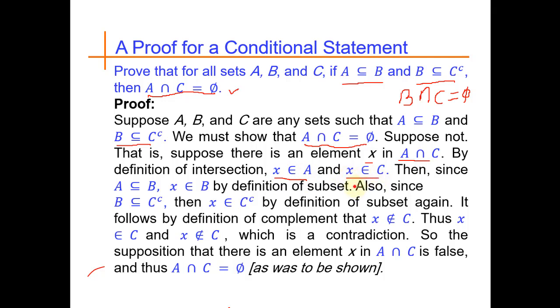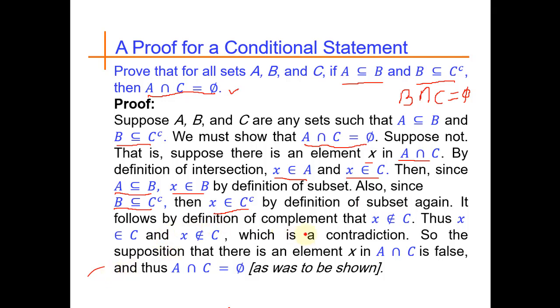Now we have one element which is in A and which is also in C. Now we know that A is contained in B through assumption, so x must be contained in B by the definition of subset. Also, since we know that B is a subset of C complement, then we say that x also belongs to the complement of C. By the definition of subset again these things can be said.